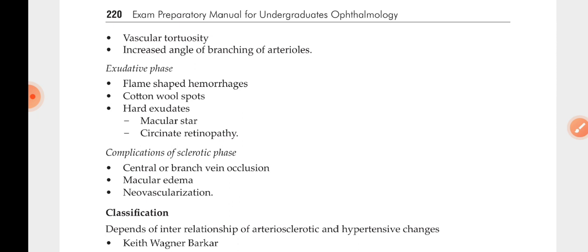Next, the exudative phase: flame-shaped hemorrhages, cotton wool spots, hard exudates, macular star sign and circinate retinopathy. In complications of the sclerotic phase, we will see central or branch vein occlusion, macular edema, and neovascularization.